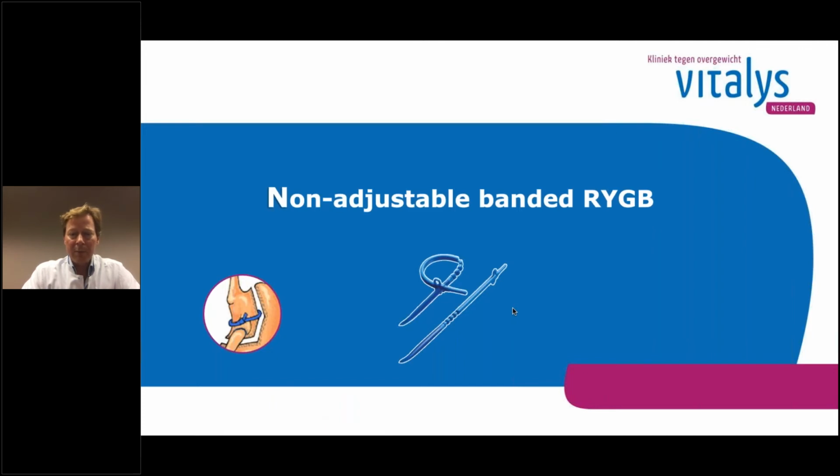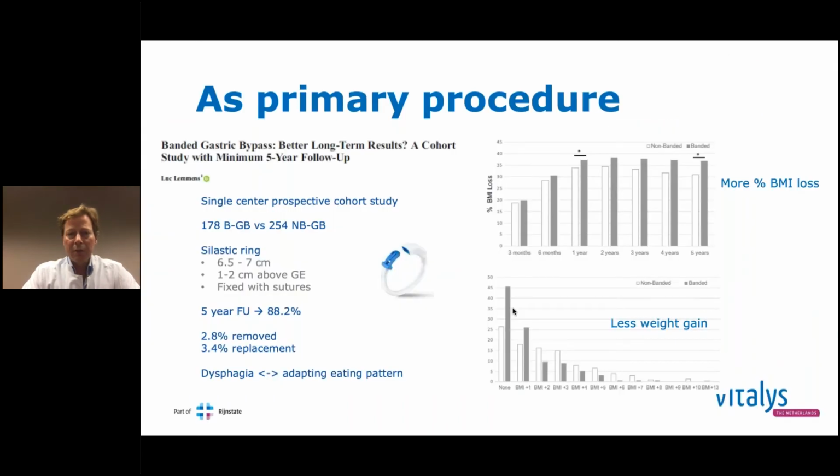Again, the non-adjustable banded bypass was mentioned as a revisional procedure, but when you look at the literature as a primary procedure, there's a lot of evidence that it could be a very good option to use it in the first place. So this is a very well-known study by Luc Lemmens, a single-center cohort with a large sample size. They used this type of Silastic ring of about 6.5 to 7 centimeters, and a very excellent follow-up rate after 5 years. Of course, a number of band removals and readjustments, but less weight gain after 5 years.